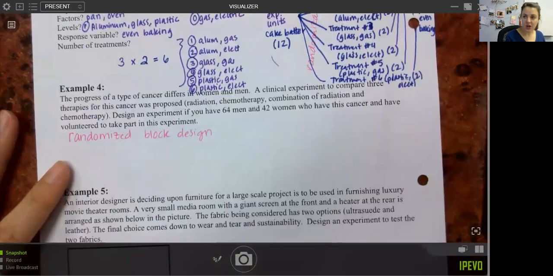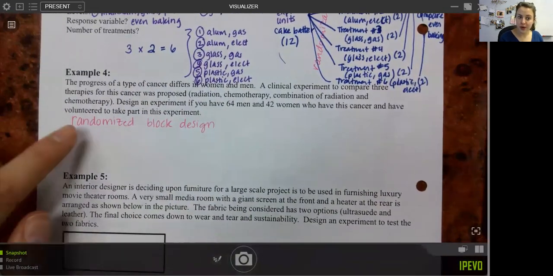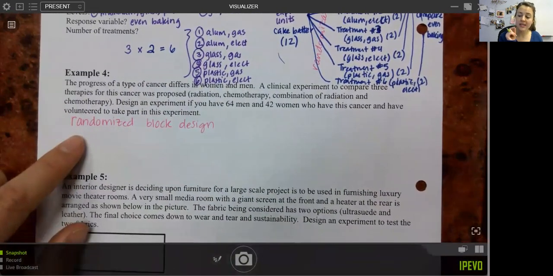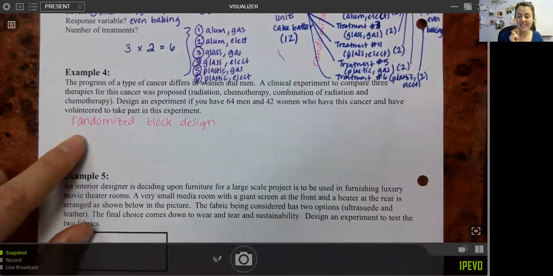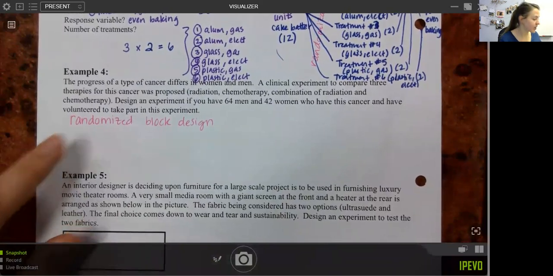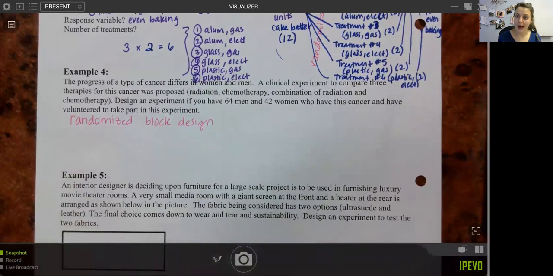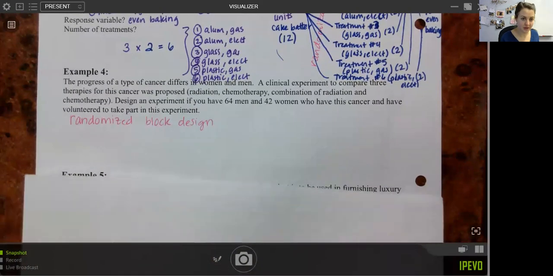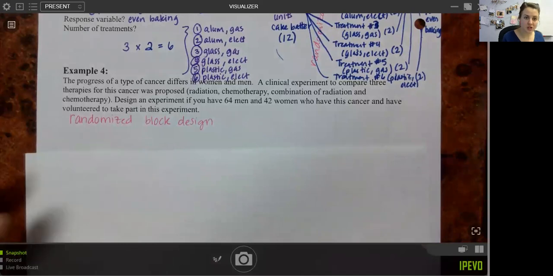So for number 4, we are going to do randomized block, and we are going to block on what we think is the confounding variable. You're going to need some extra paper because we are going to do our math, but we'll also do a write-up on this one. So let's read the question together.